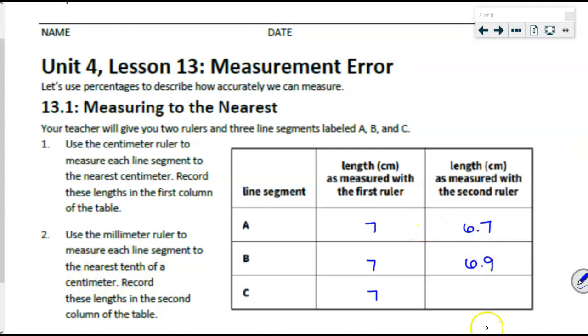Okay, Dylan, do you have the measurements for C? 7.3, thank you so much. It's time to pause the recording and drink some coffee, I think.